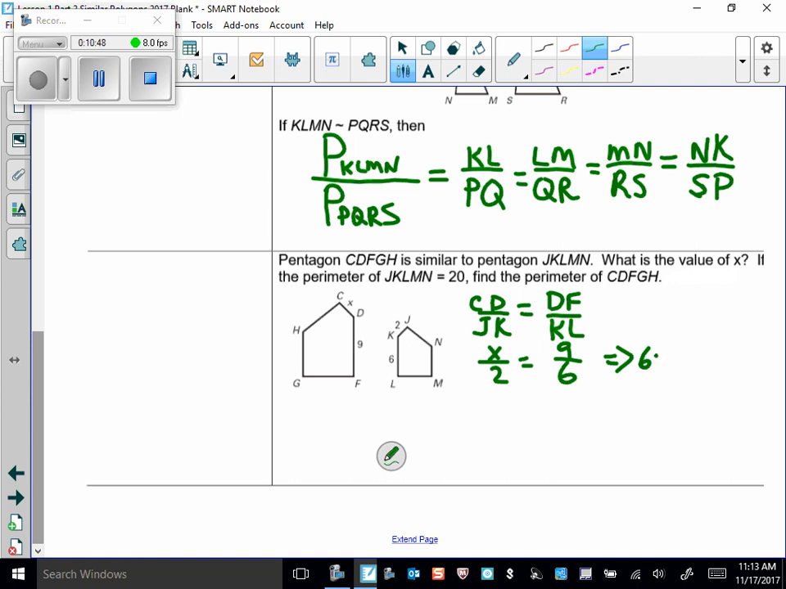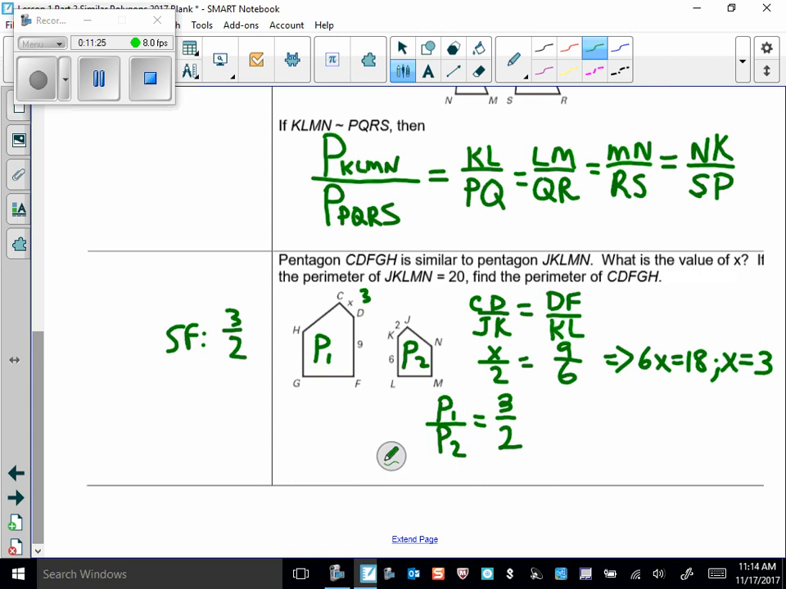I end up with 6x equals 18. Therefore, x has to be 3. X is 3, which means the scale factor, don't forget, is 3 to 2. Okay, and now we want to find the perimeter of the large one. So I'm going to call that P1, P2. So I know that the ratio of the perimeters equals the scale factor, right? That's what that theorem up there just told me. So I know that P1 over P2 equals 3 over 2.